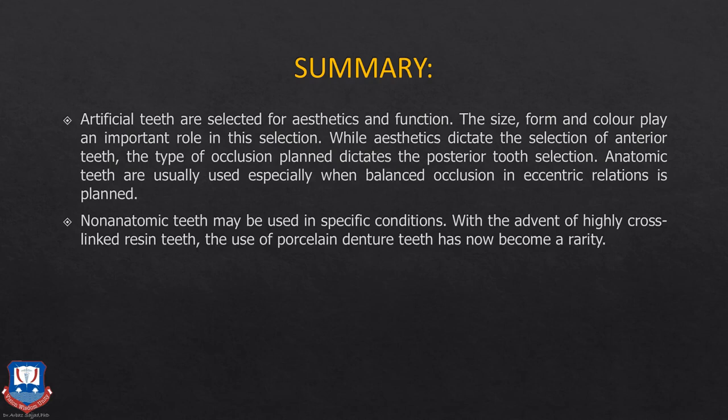So this brings us to the end of this lecture. This was a short lecture about selection of teeth. Artificial teeth should be selected for aesthetics as well as function. The size, form, and color play an important role in the selection of the artificial teeth. While aesthetics dictates the selection of the anterior teeth, the type of occlusion planned will determine the posterior teeth selection. Anatomic teeth are generally used when balanced occlusion in centric relationship is desired, whereas non-anatomic teeth may be used in specific conditions as I just mentioned.